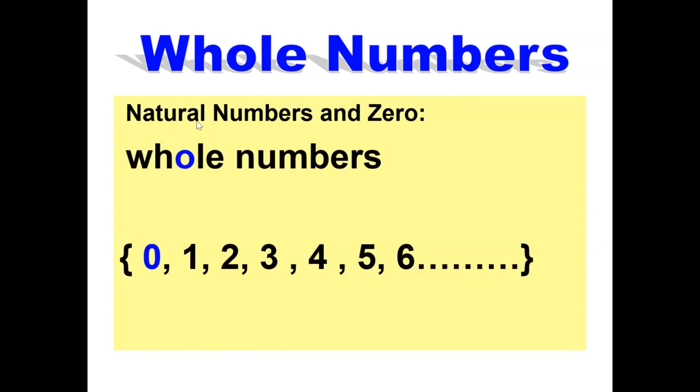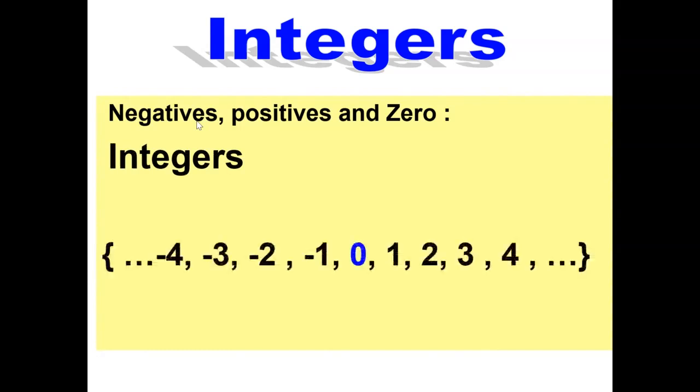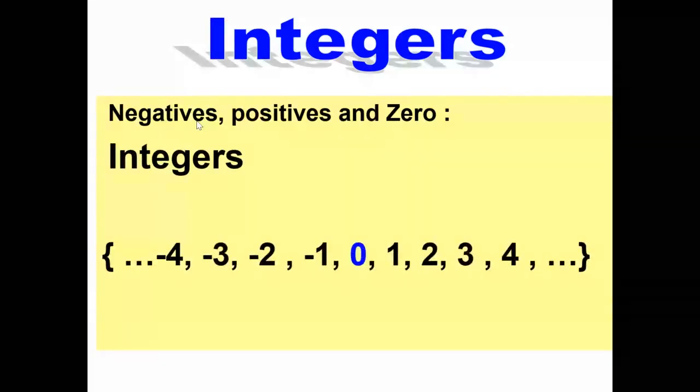Let's look at the integers now. Integers are the numbers which have positives, negatives, and the 0. So all the numbers which have positives, negatives, and 0 will make your integer set. Here's an example: -4, -3, -2, -1, 0, 1, 2, 3, 4 are examples of integers.